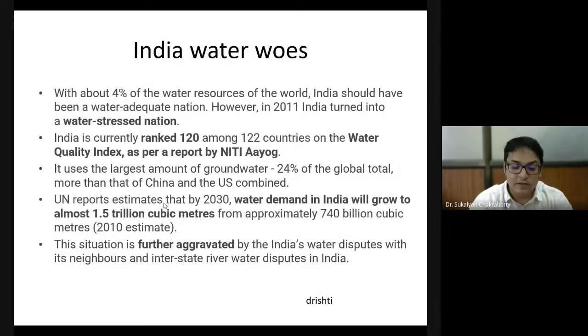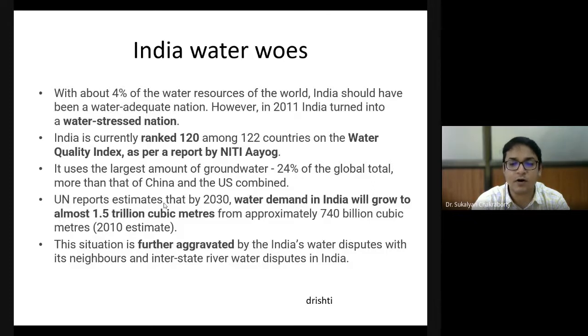So finally, what is the status of the water resources of India? With about 4% of the water resources of the world, India should have been a water adequate nation. However, in 2011, India turned into a water stressed nation. It is currently ranked 120 among 122 countries on the water quality index as per a report by Niti Aayog. It uses the largest amount of groundwater, that is 24% of the global total, more than that of China and the US combined. UN report estimates that by 2030, water demand in India will grow to almost 1.5 trillion cubic meters from approximately 740 billion cubic meters in 2010.